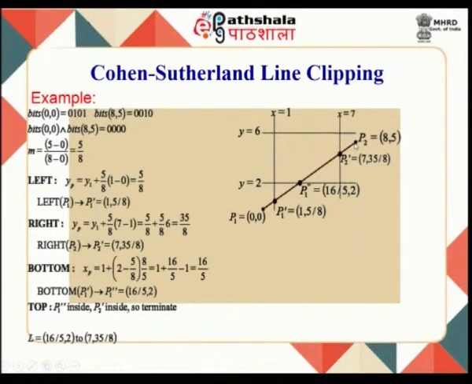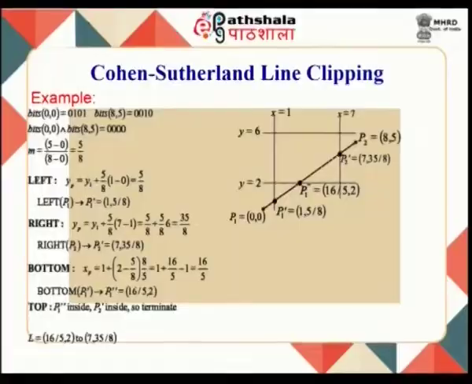So, check with respect to the top boundary, the point 7 comma 35 by 8, which is the intersection point, and P2 8 comma 5, both are actually inside points. So, you do not have to compute any intersections further. With respect to the bottom boundary, if you perform intersection, we got the P1 double dashed.